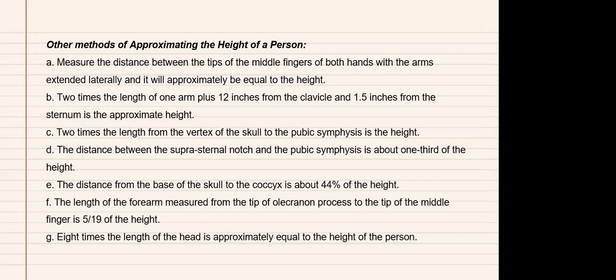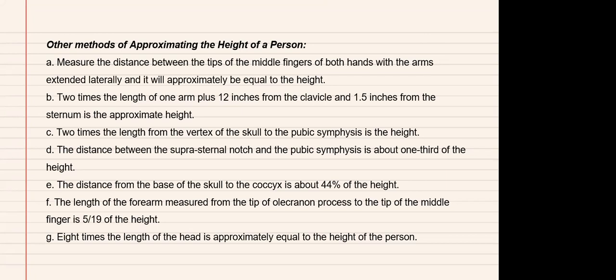So we have here several methods. First, we can measure the distance between the tips of the middle fingers of both hands with the arms extended laterally, and it will approximately be equal to the height. Next, it can be 2 times the length of one arm plus 12 inches from the clavicle and 1.5 inches from the sternum. Third, 2 times the length from the vertex of the skull to the pubic symphysis is the height. Next, the distance between the suprasternal notch and the pubic symphysis is about 1/3 of a person's height.